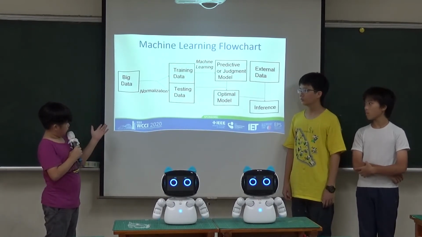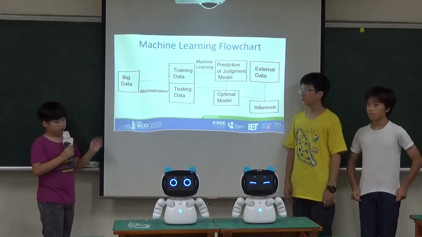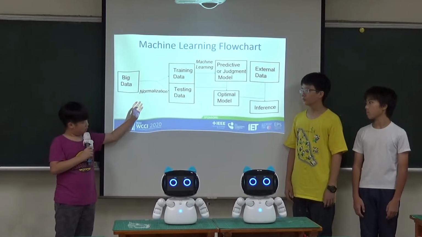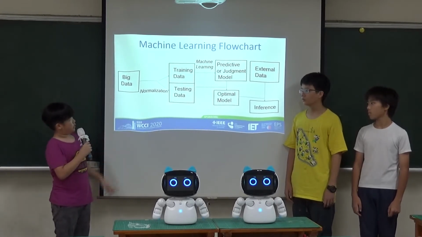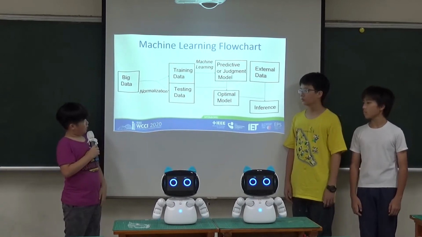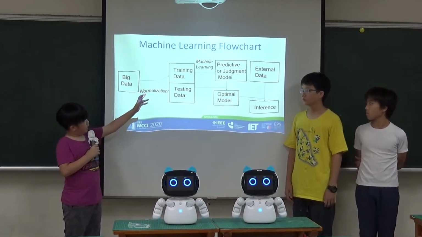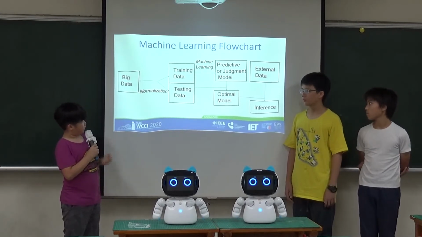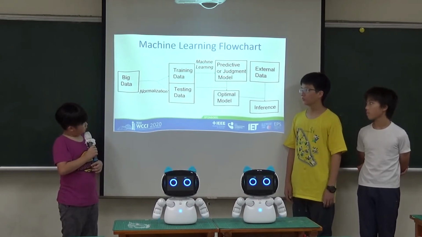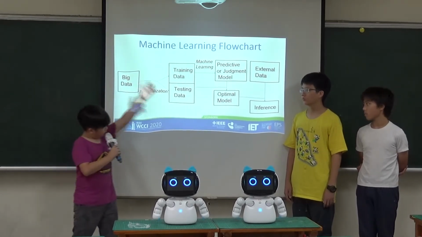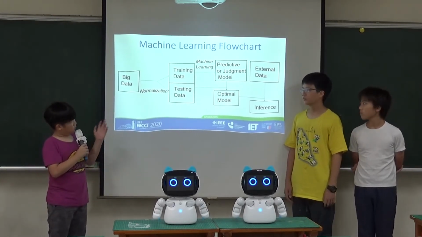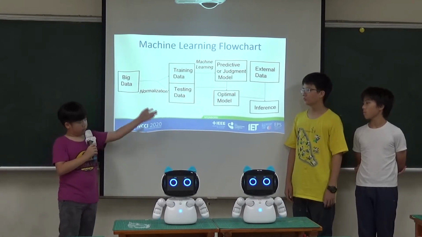This is our machine learning flowchart. First, we need to have big data and do normalization and feature extraction. We can get the trained data and testing data. Use the trained data to do machine learning. We can get the predict or judgment model. Put the testing data into these two models, we can get the optimal model. Finally, put our external data into the optimal model, we can get the inference.